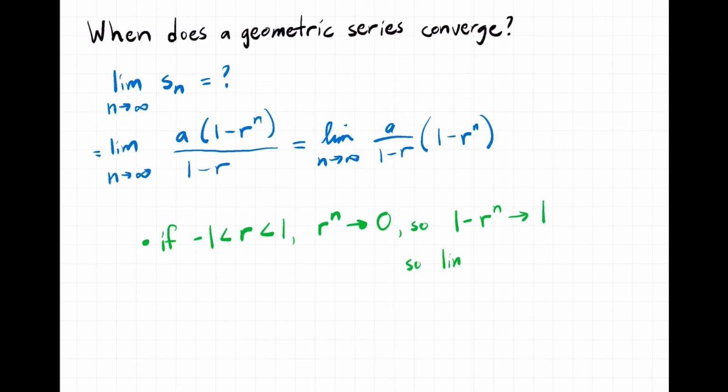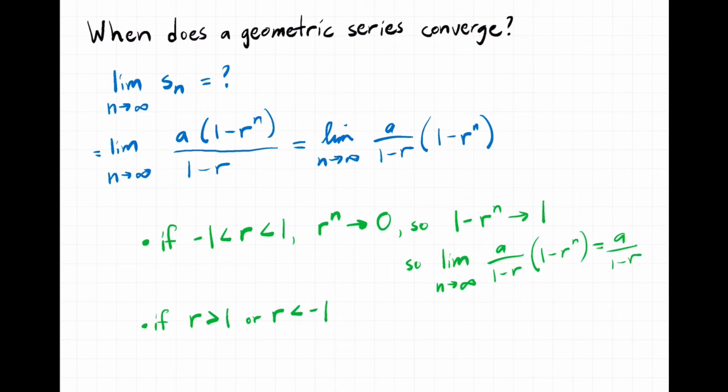So the limit as n goes to infinity of a over 1 minus r times 1 minus r to the n is just going to be a over 1 minus r, because it'll be times 1. On the other hand, if r is greater than 1, or if r is less than negative 1, in other words, if r is far from 0, either positive or negative, then multiplying r by itself multiple times is going to cause it to go off to infinity or to fluctuate between positive and negative infinity.